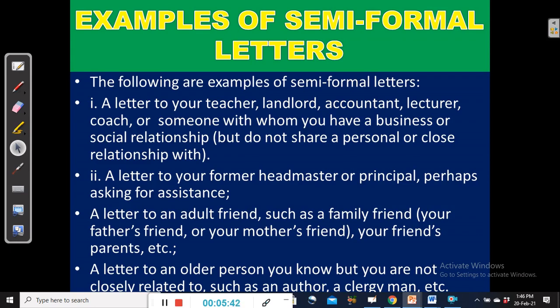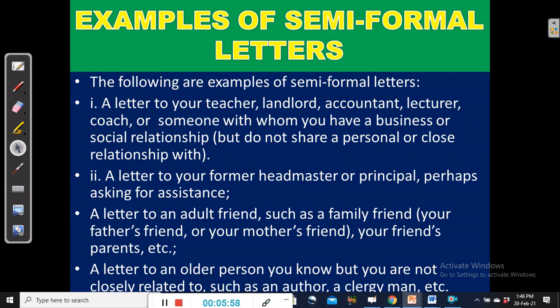Now, when you write a semi-formal letter, it is neither formal nor informal. It combines the features of both the formal and the informal. So that's the middle ground.